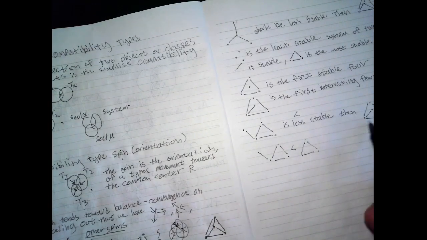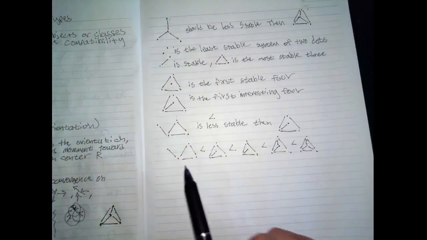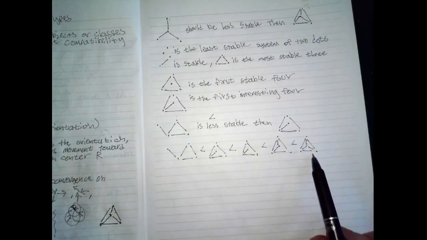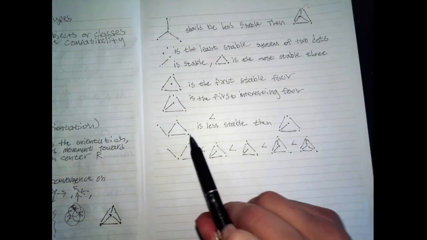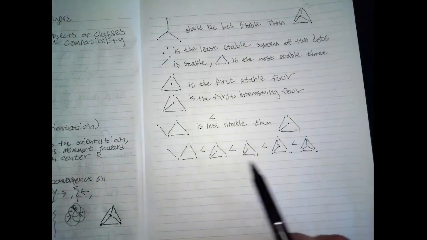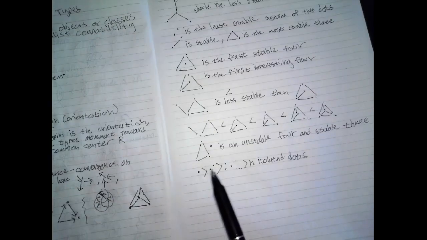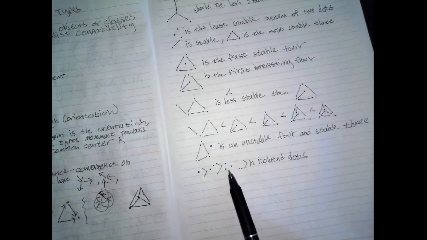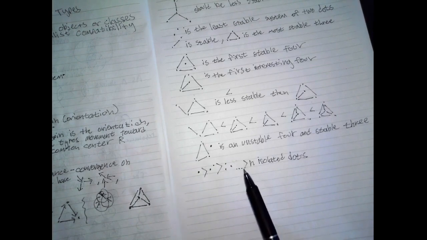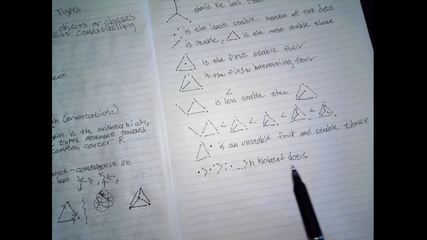This is less stable than this. I feel like this inequality holds true. This is less stable than this. And these are all in the order of increasing stability. Dot is more stable than dot dot, is more stable than dot dot dot, is more stable than all the way up to n isolated dots.